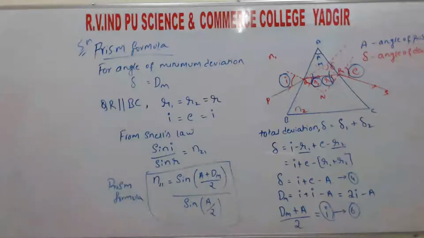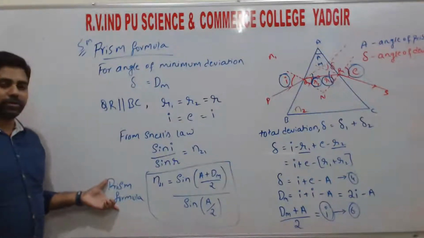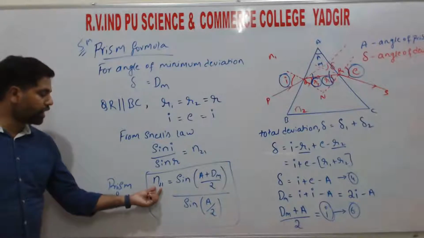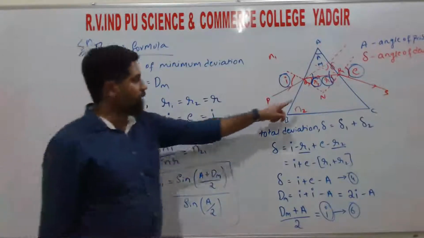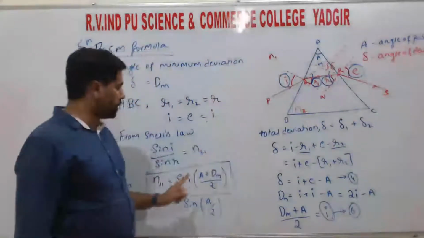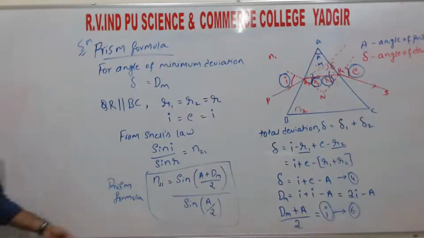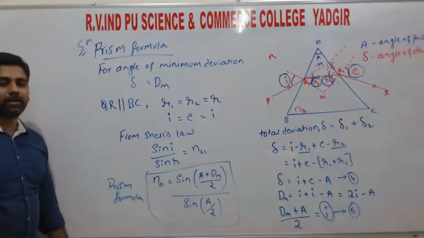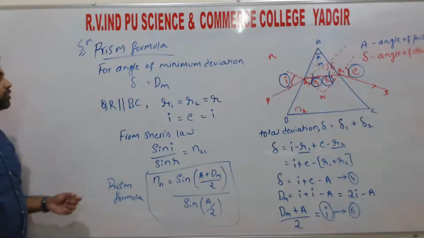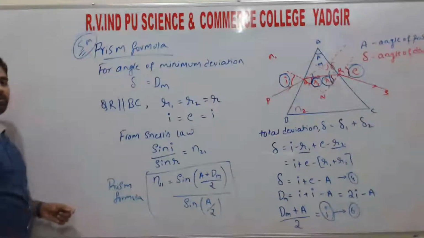So this is the final derivation. That one is the prism formula. Refractive index of the second medium with respect to the first medium is equal to sine of (A plus D) by 2 whole divided by sine of A by 2. So this one is very important. This is for 5 marks.